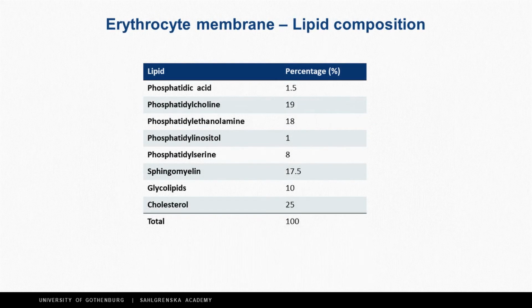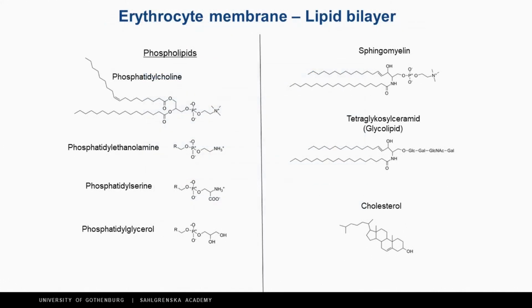Here's just a list of all the lipids that make up the erythrocyte membrane. These lipids all interact with each other to make the cell membrane impermeable. Also note that cholesterol is the most abundant lipid in the erythrocyte membrane, making up almost 25% of the entire lipid content. And here's a small overview of the different lipids from the membrane.